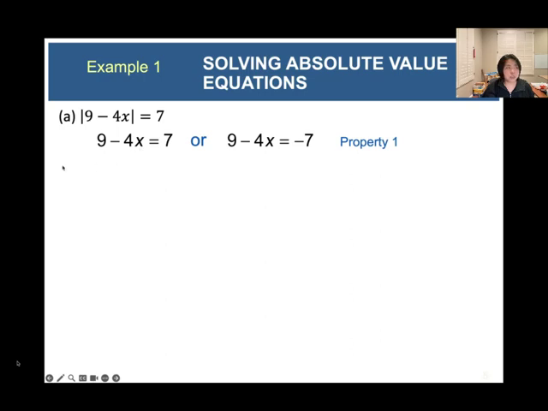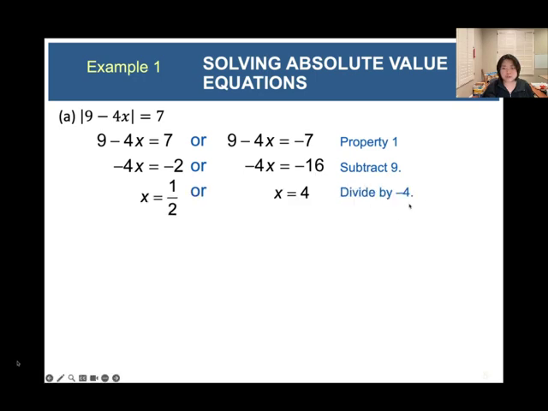And then we're going to isolate the variable x. So we're going to subtract 9 from both sides. Subtract 9 here, subtract 9 here. I'm going to get negative 7 minus 9, which is negative 16, and here negative 4x equal to negative 2. For both of them, we're going to divide by negative 4. So you find out there are two solutions, x equal to 1/2 or x equal to 4 here.